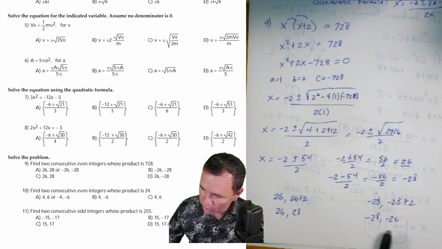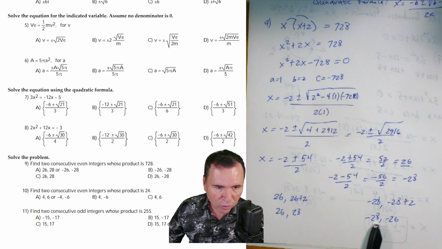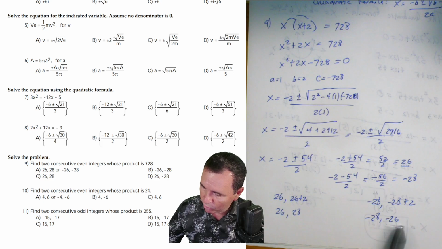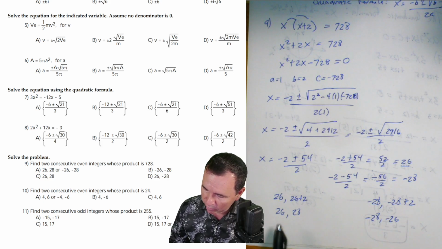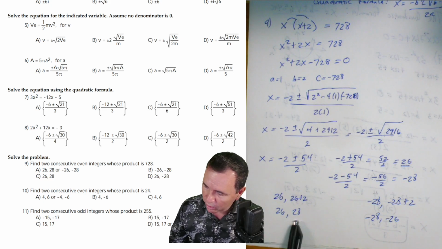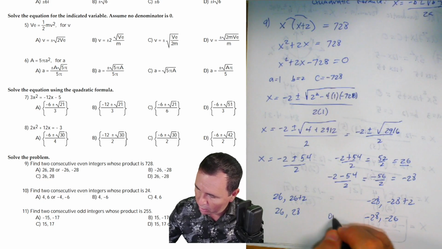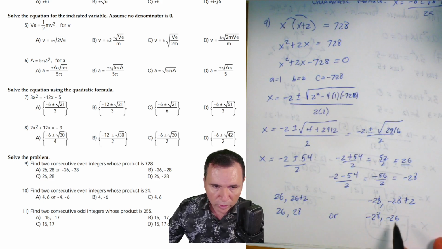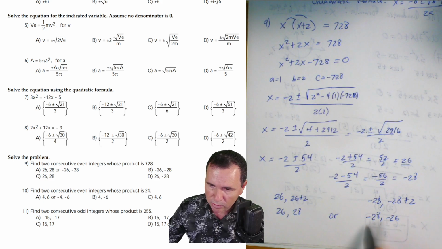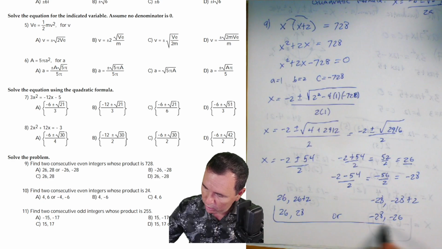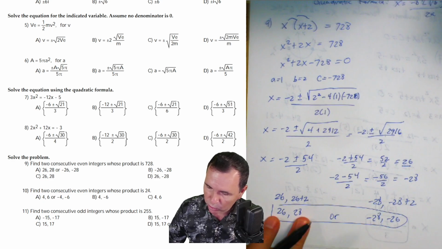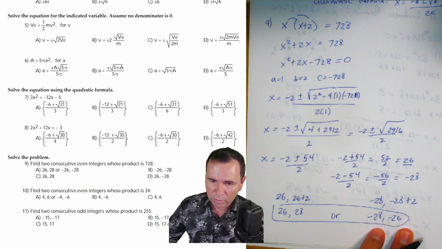Now, for some reason, some people put the negative 26 on the left side, but it doesn't matter where. There is no specific order, as long as you have the 26 and the 28, or the negative 28 and the negative 26. They don't have to be in any specific order. These two numbers will multiply to 728, and these two numbers will multiply to 728.